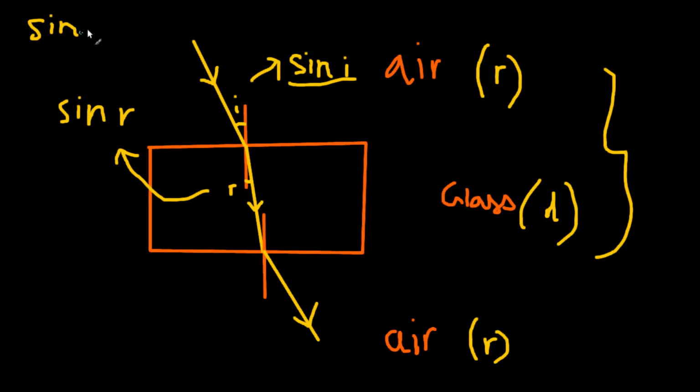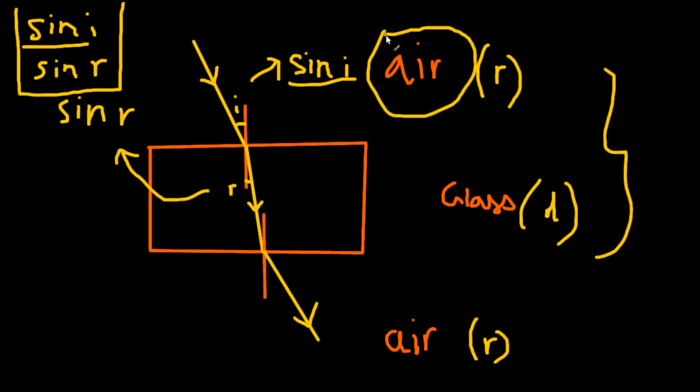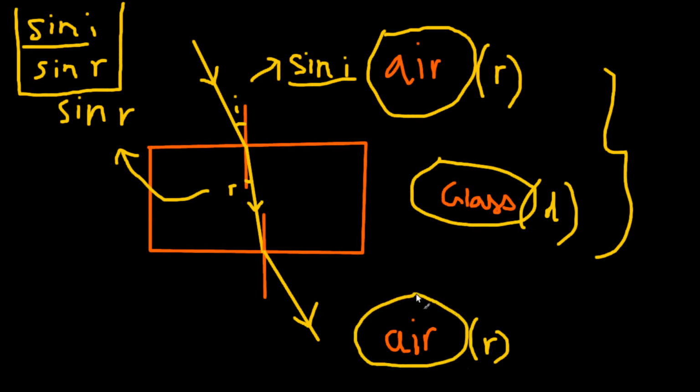Remember that I and R are both angles. You can take their sines. You would have learned it in trigonometry by now. Sine I by sine R for a given pair of media, in this example air and glass, is constant, and it's called the refractive index of the second medium with respect to the first.